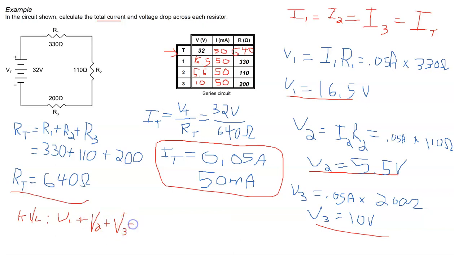And so if we do that, we have 16.5 volts plus 5.5 volts plus 10 volts, and if we add that up, we'll come up with, lo and behold, 32 volts. And of course, that is indeed equal to VT. So KVL verifies our calculation. And that means really that we haven't made a mistake in there.